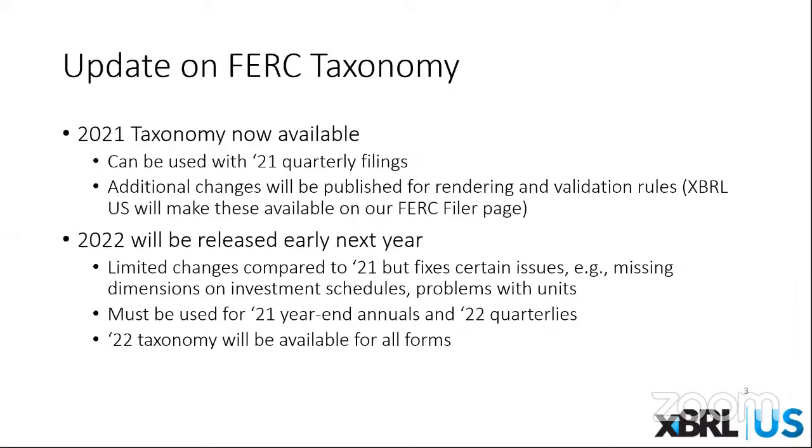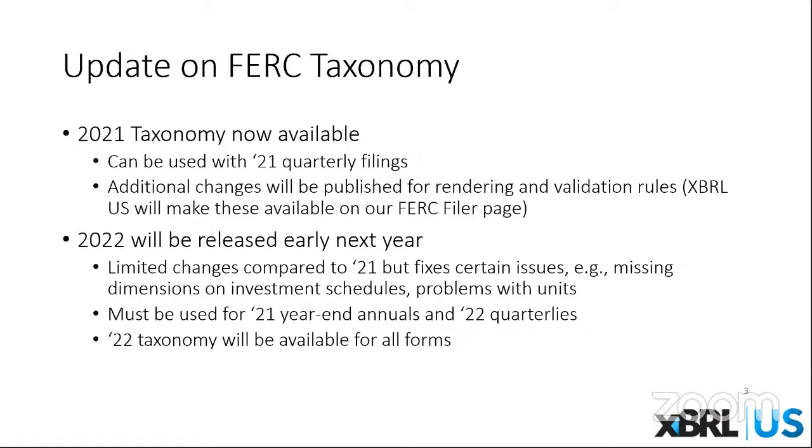So 2021 is basically being used for these quarterly filings, so they should be able to be filed. The 2022 taxonomy is being worked on. There's not much difference between the two taxonomies. The 2022 taxonomy just fixes a number of the bugs that were identified in the 2021. Fortunately, most of those bugs really affected schedules that were not required for the quarterly filing.